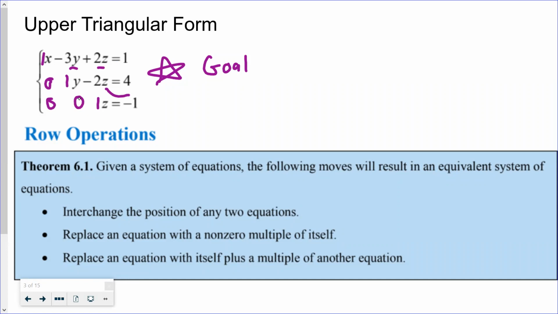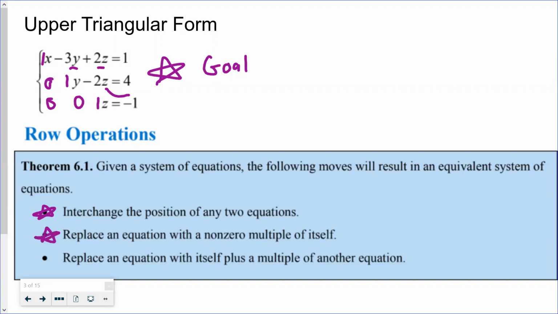Now, this is kind of like a game. We've got 3 rules we can follow, okay, in order to do this. Number 1 is we can interchange the position of any 2 equations. All that's saying is that I can change rows. I can switch row 1, row 2, row 3, row 4, or whatever, okay? I can switch the rows.